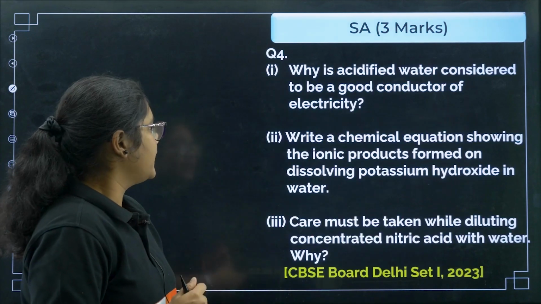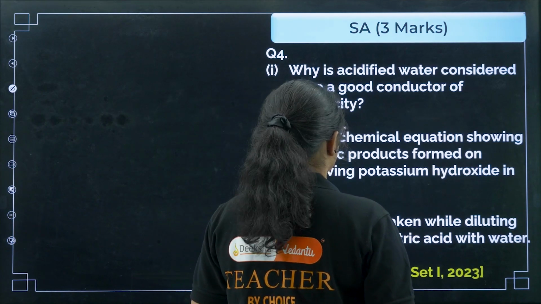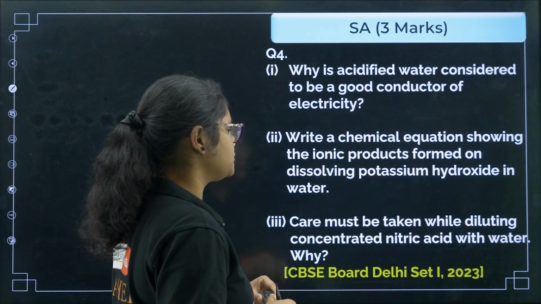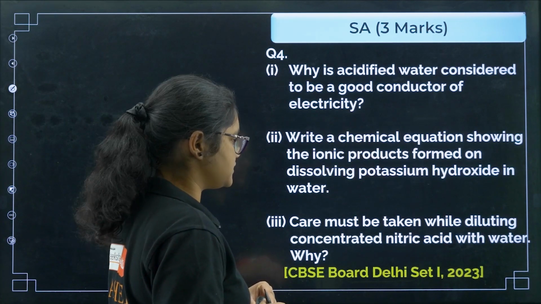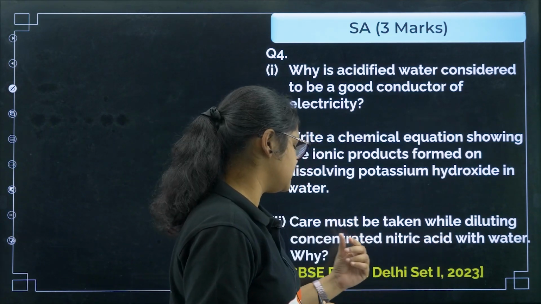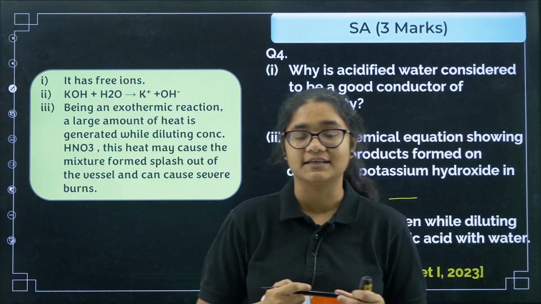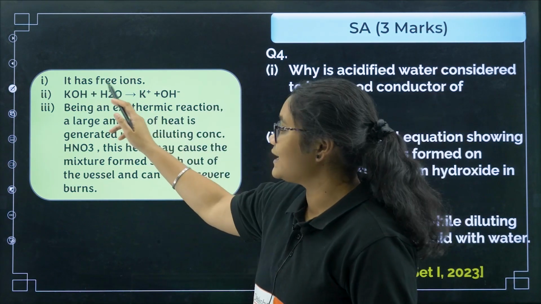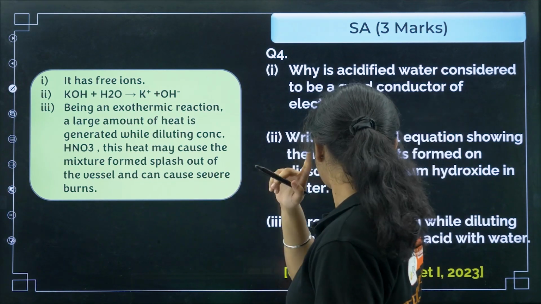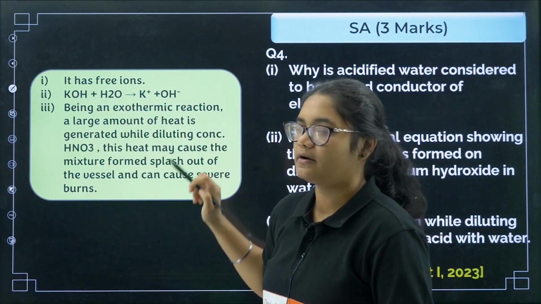Next, why is acidified water considered to be a good conductor of electricity? Write a chemical equation showing the ionic products formed on dissolving potassium hydroxide in water. Care must be taken while diluting concentrated nitric acid with water. Why? So first of all, acidified water is considered a good electrolyte because it has free ions, so it can conduct electricity. Next, the ionic products: potassium hydroxide when dissolved in water will give K plus and OH minus.